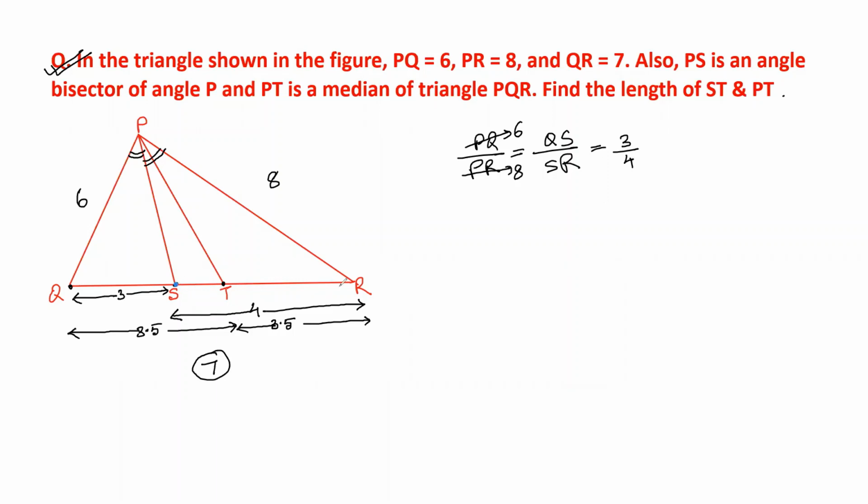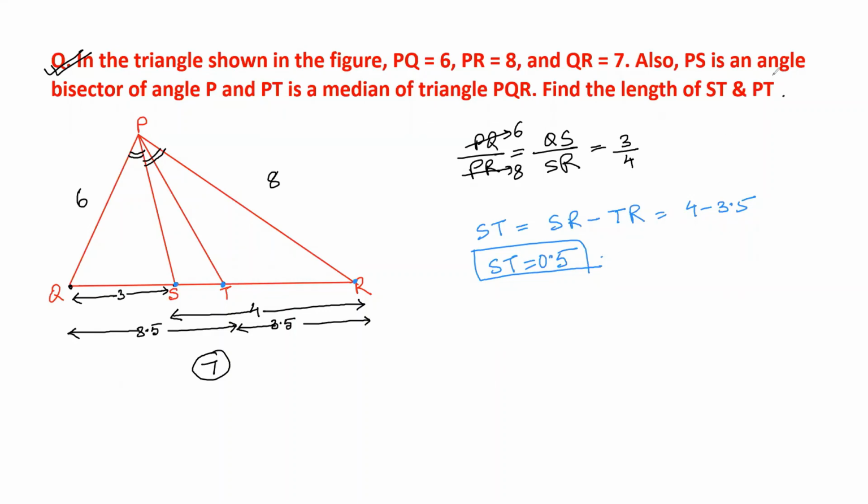Now, the length of SR is 4 units and the length of TR is 3.5 units. So, ST can be written as SR minus TR, which would be 4 minus 3.5, which would be giving us 0.5 units. That is, the length of ST is 0.5 units.